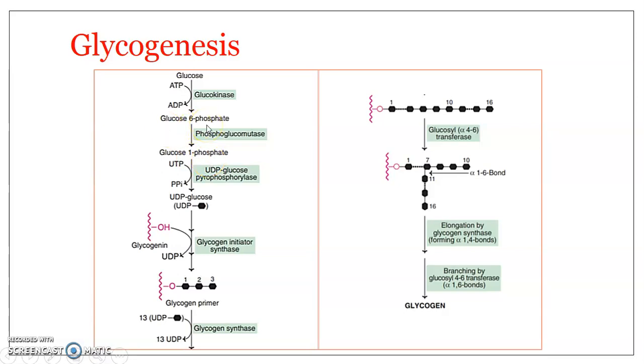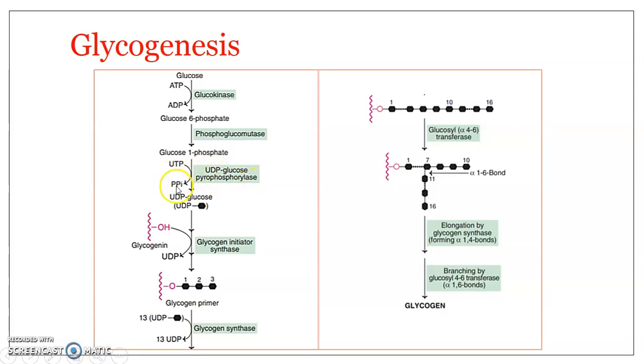For the conversion of glucose 1 phosphate to glycogen, glycogen synthase is required, which employs UDP glucose as the glucosyl donor. UDP glucose is formed from glucose 1 phosphate, which utilizes UTP for the synthesis of UDP glucose, and this process is catalyzed by UDP glucose pyrophosphorylase.